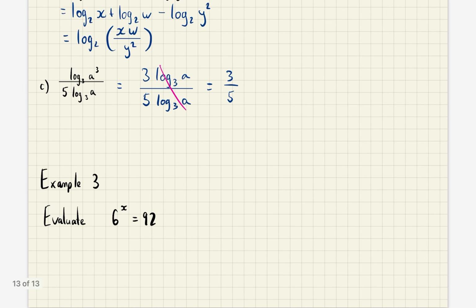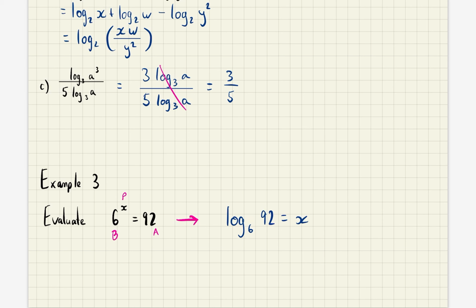Last one here, example 3. It says evaluate 6 to the power of x is equal to 92. Now, the first thing I'm going to do, because I can't evaluate the x, is I'm going to change its form. I'm going to change it to a BAP form. So I've got the base power answer. So that's now going to look like this. It's going to be a log with a base of 6, answer 92, and the p is x. And I can't do anything with that.